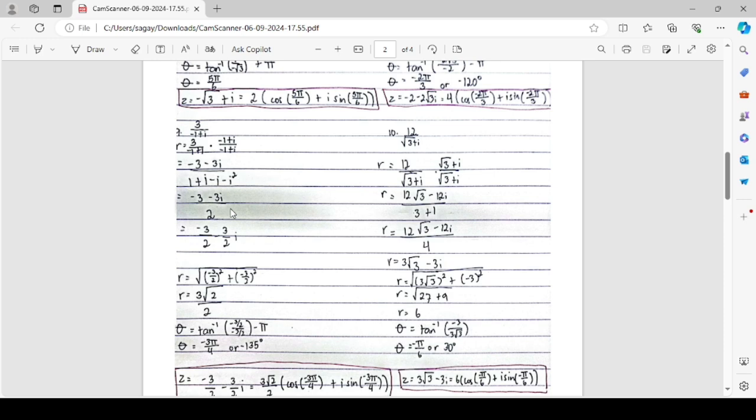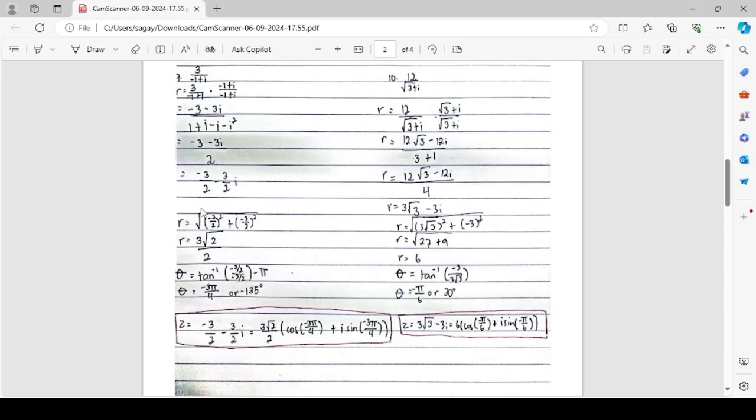Then r is equal to the square root of negative 3 over 2 squared plus negative 3 over 2 squared. This is going to be our x and y value since it's the same. Then r is equal to 3 square root of 2 over 2. To get theta, we use arctan again. Arctan of negative 3 over 2 over negative 3 over 2, minus pi. Then we get negative 3 pi over 4, or simply negative 135 degrees.